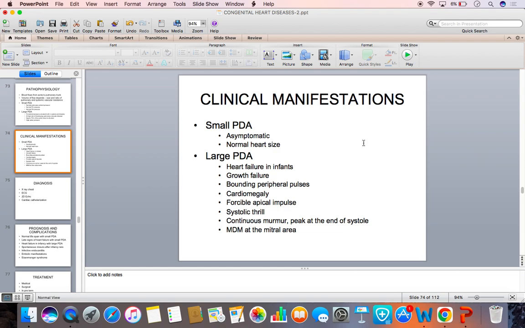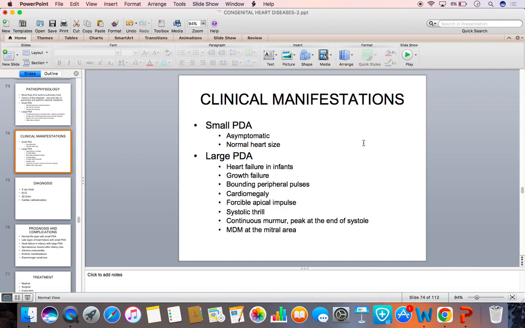There is growth failure, bounding peripheral pulsations, cardiomegaly involving the enlargement of the left atrium and the left ventricle, and a forceful apical impulse. This I told you: a forceful apical impulse indicates left ventricular dilatation, volume overload. Systolic thrill in the upper sternum, continuous murmur at the pulmonic area, and the peak of the murmur is at the end of the systole.